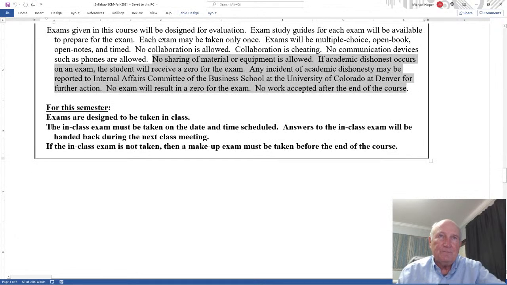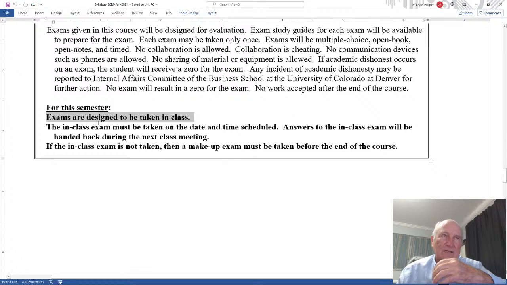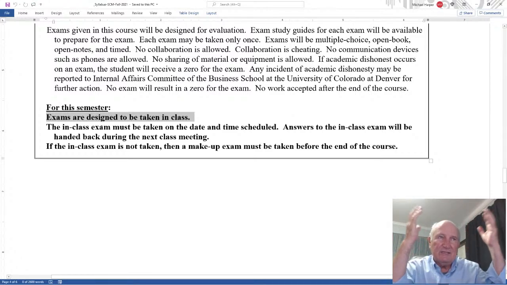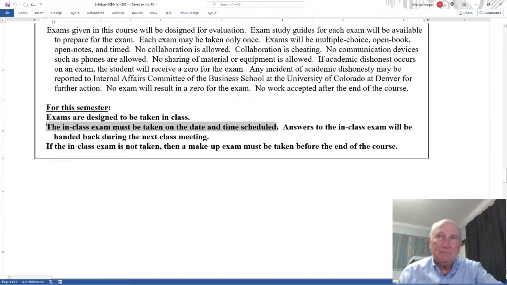Now, for this semester, exams are designed to be taken in class. What do I mean by designed? The course is designed to have in-class exams. I do not have a design to allow the exams to be taken online. The in-class exam must be taken on the date and time scheduled. Answers to the in-class exam will be handed back during the next class meeting. If the in-class exam is not taken, then a makeup exam must be taken before the end of the course. Otherwise, you have a 0. The 0 stands because there's no incomplete grades in this course.